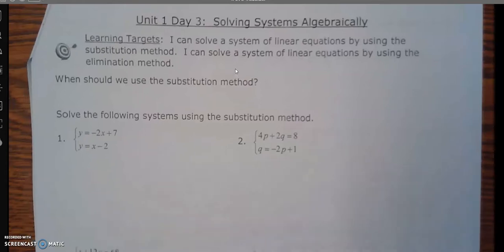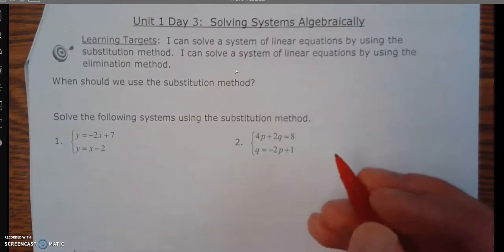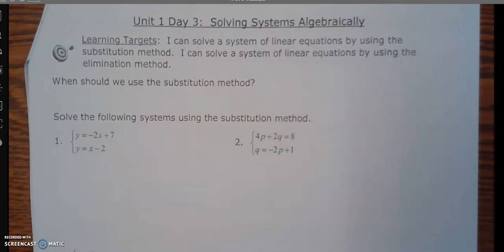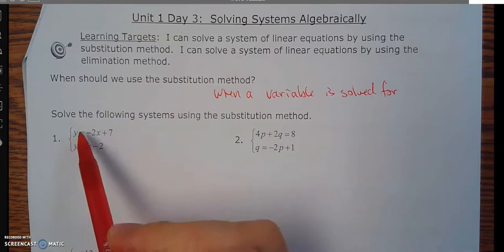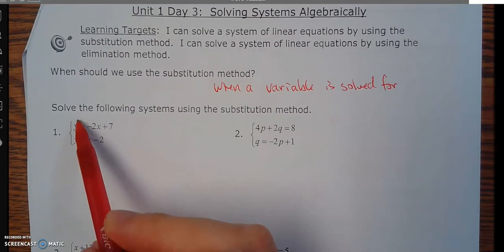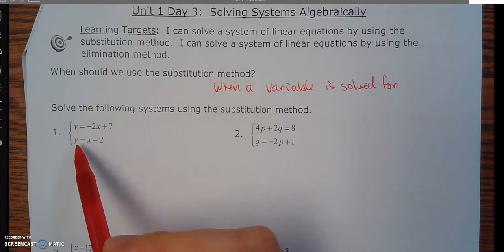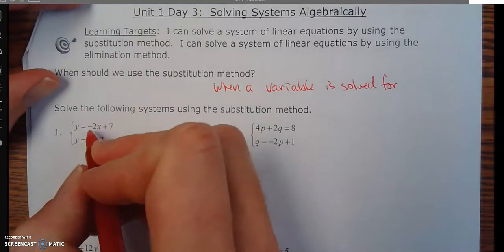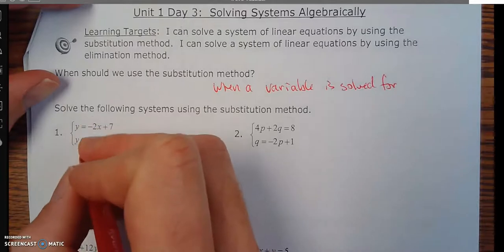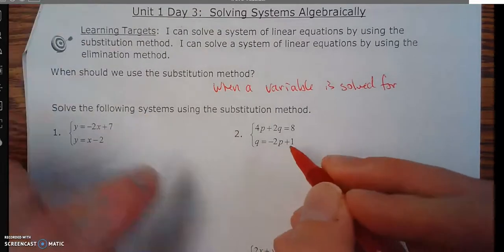So when should we use the substitution method? Well, the substitution method is great for when a variable is already solved for. What we mean by that is, if you look down here, y is by itself. In both cases it's by itself, but really you just need one of them. If the y is by itself or the x is by itself, this is perfect for substitution. Maybe we'll start with this one.